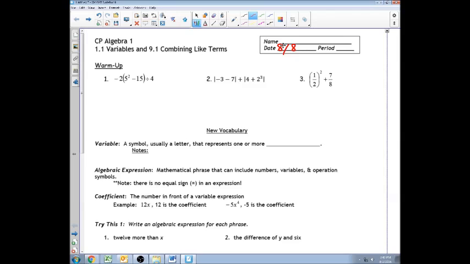First thing is we have a warm-up. Please take 2 minutes to try the warm-up. Let's see how you did on the warm-up.